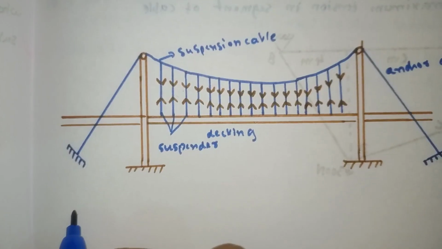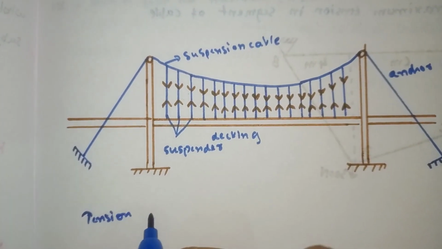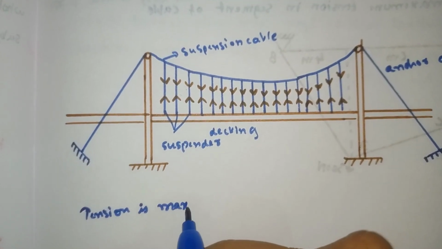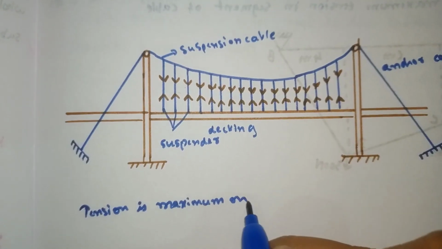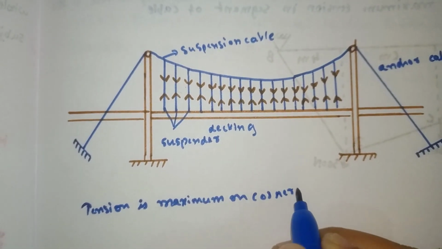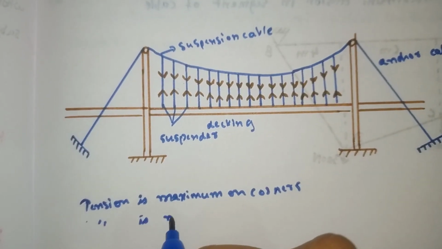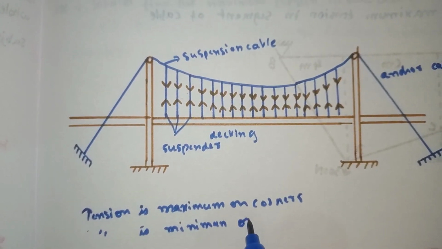So our tension is maximum on the corners, and tension is minimum on the center.